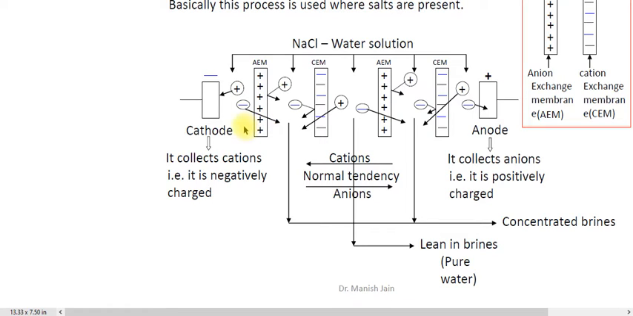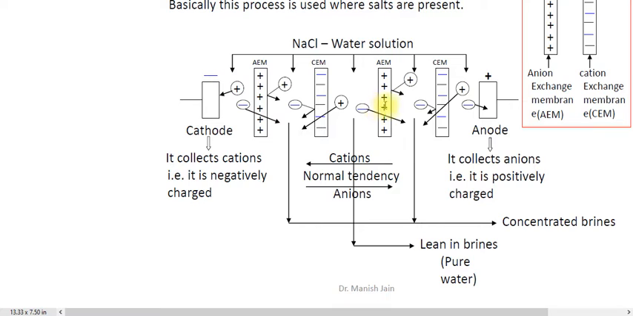of cathode and anode. So this is the cathode. The cathode is the electrode which is negatively charged and which collects the positive ions, and this is the anode. The anode is the positively charged electrode, and it collects the negative ions.